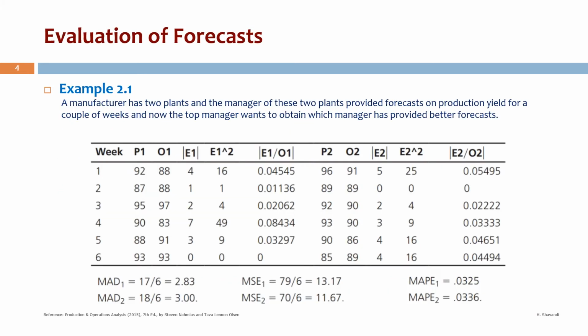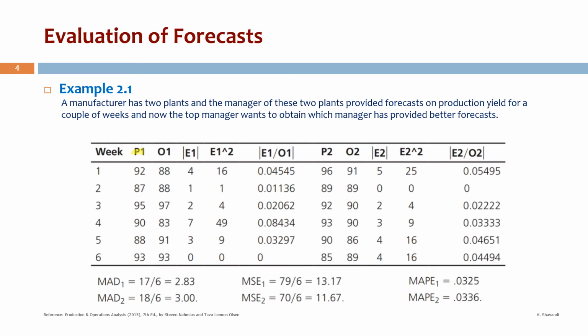Let's have an example here. Here we have two plants, and the managers of the two plants have provided their forecast for 6 weeks, and also we have the actual demand or observed demand for those 6 weeks. So now we can calculate the performance measures, and then we can see which plant has provided better forecast.